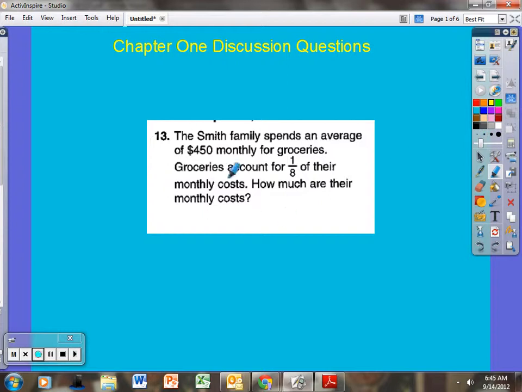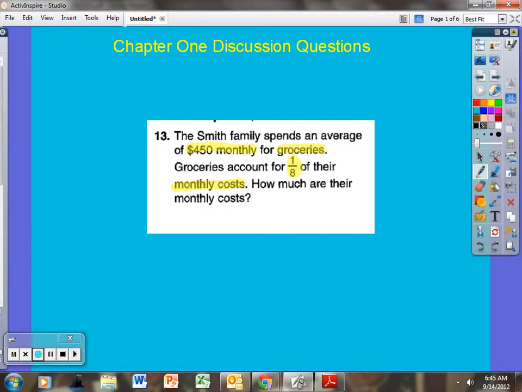So I know that they spend $450 monthly on groceries, okay, which I wish I could spend that little on groceries. Groceries account for 1/8 of their monthly costs. So right now I'm saying to myself, okay, their monthly costs have to be larger or greater than what they spend on groceries. You can't spend $450 on groceries and that be more than what your monthly costs are. It just doesn't work like that. And I see that fraction, and I know the fraction is what threw us off.